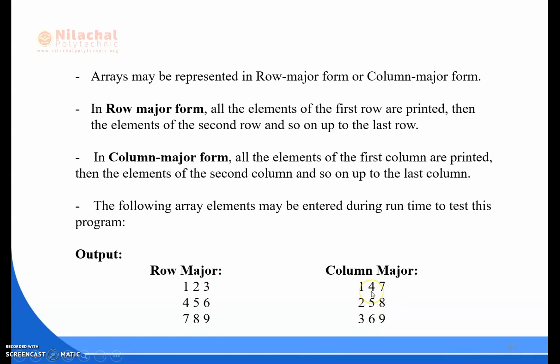Similarly, in column major form, the first column will be printed first, that is 1 2 3. Next, the second column, 4 5 6, and finally the last column, that is 7 8 and 9 here. So this is how arrays are represented in row major form and column major form.